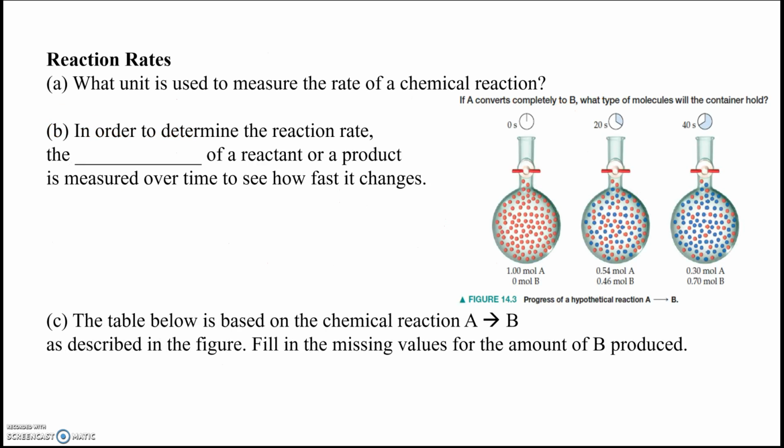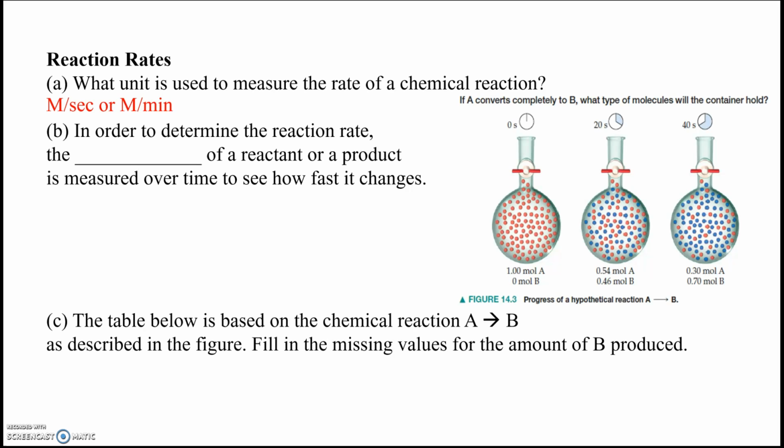All right, now this next little subsection on reaction rates. The units that we use to measure the rate of a chemical reaction is molarity per second, molarity per minute. It's really molarity per unit time. The most common units of time will be seconds and minutes, but it is certainly possible to put this in terms of hours or days.